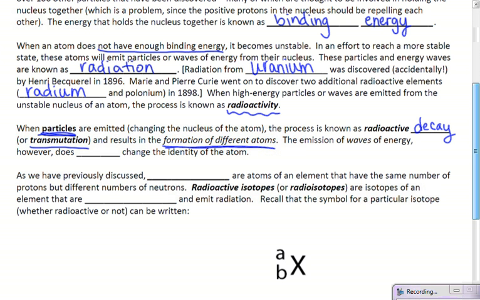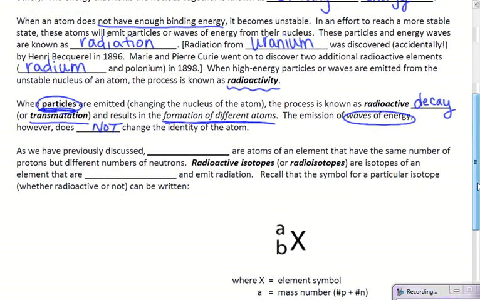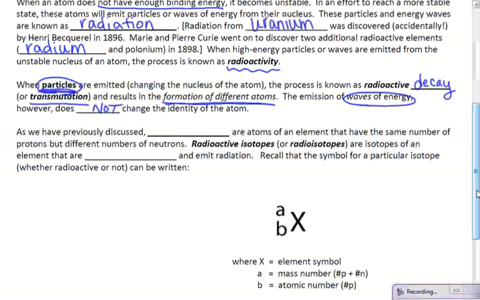If instead of having particles being emitted we have waves of energy, where there's no actual matter, it's just energy coming off of it, that will not change the identity of the atom. It's only losing energy. It's still radiation and it's still potentially harmful or beneficial depending on how it's being used, but it will not change what the actual atom is. It just helps it become more stable because there's not so much energy moving around there.